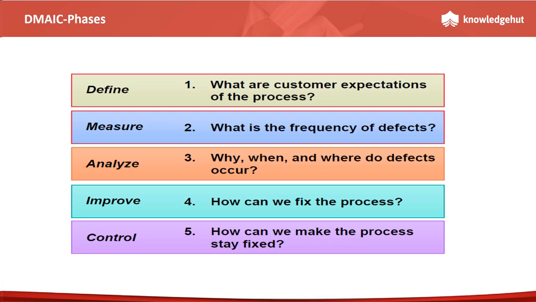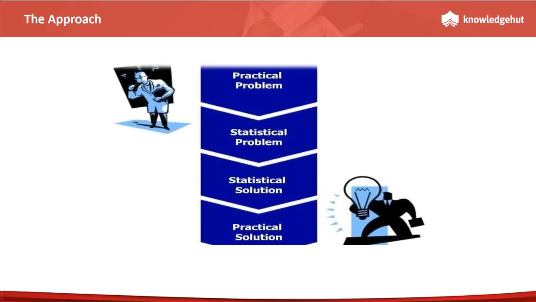Improve: how can we fix the process? How can we fix the root causes to improve the problem that we aim at improving? Control: how can we make the process stay fixed? How do we ensure that we don't go back to old ways of doing the process and having the same kind of defects as in the past? How to stay fixed. The approach is to convert the practical problem into a statistical problem, convert the statistical problem into a statistical solution, and eventually convert the statistical solution into a practical solution.